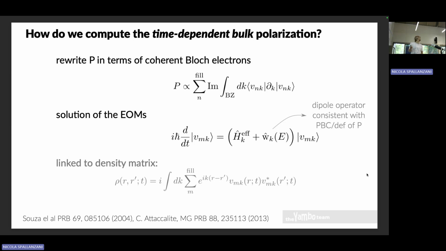Here we have some effective Hamiltonian. I will come back to this later. And then we have a dipole operator, which is consistent with periodic boundary conditions. So basically what they show is that when you take the time derivative of this polarization, you get exactly the current expression for the system.